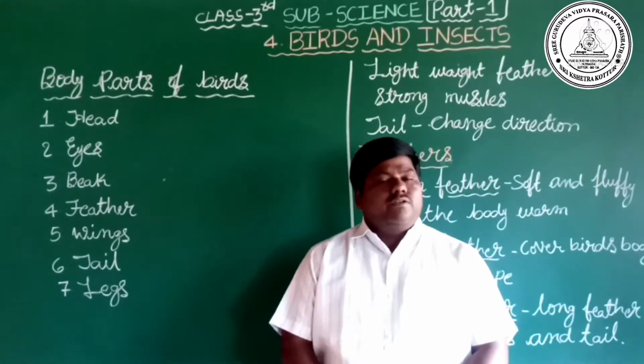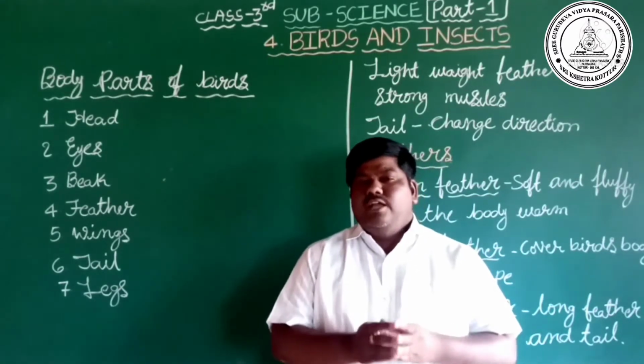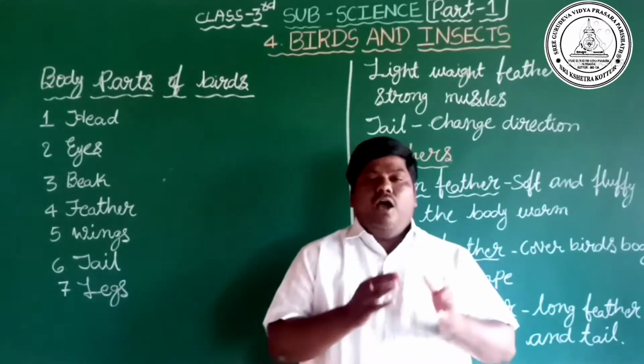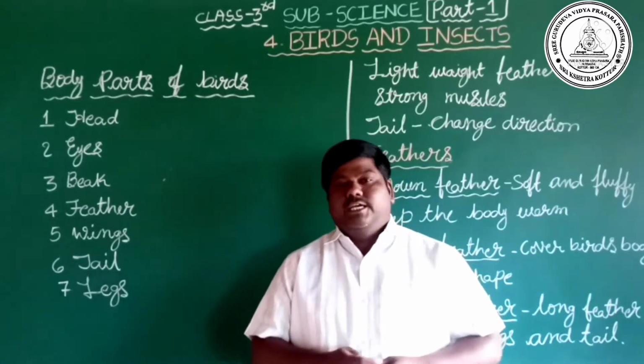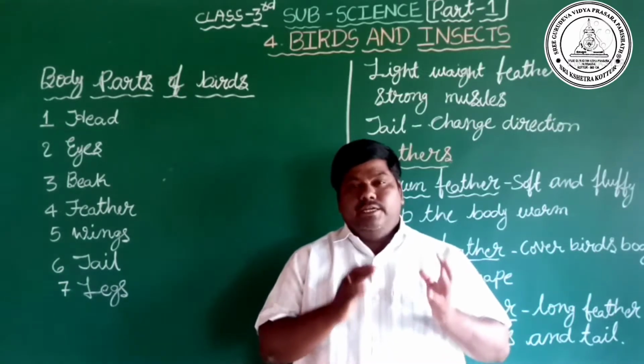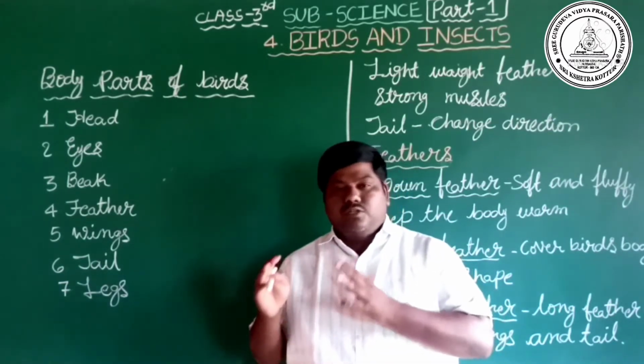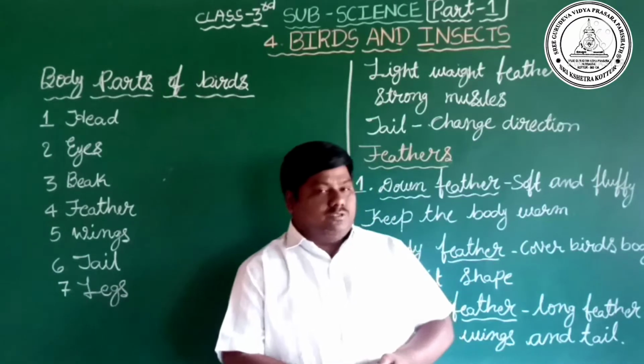In the last lesson, you learned about the food habits of animals: herbivores, carnivores, omnivores, the food chain, and the eating habits of herbivores, carnivores, and omnivores.